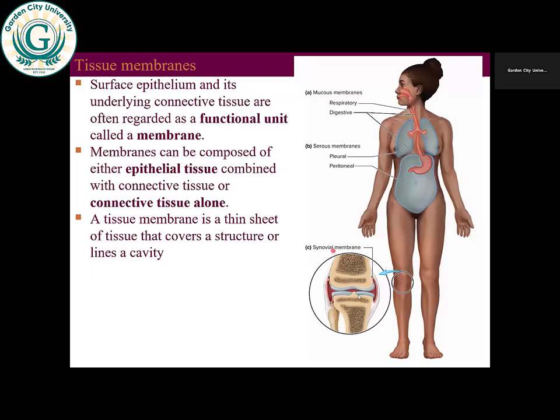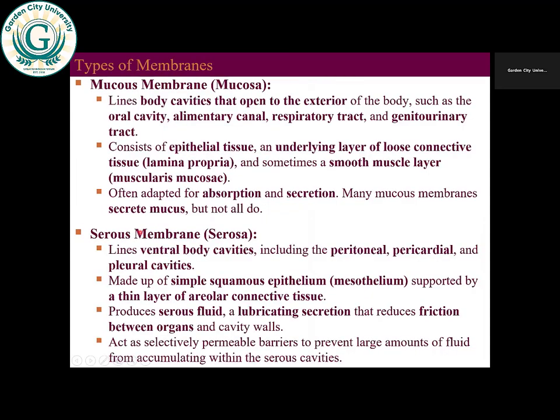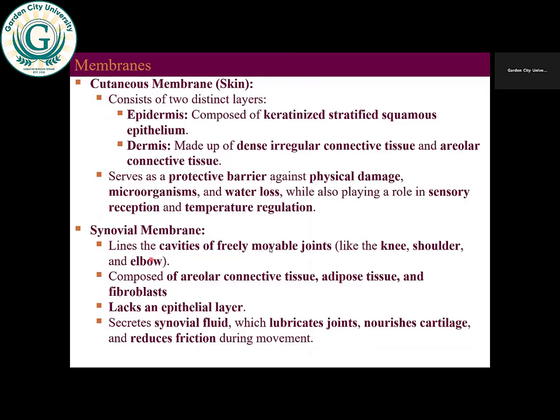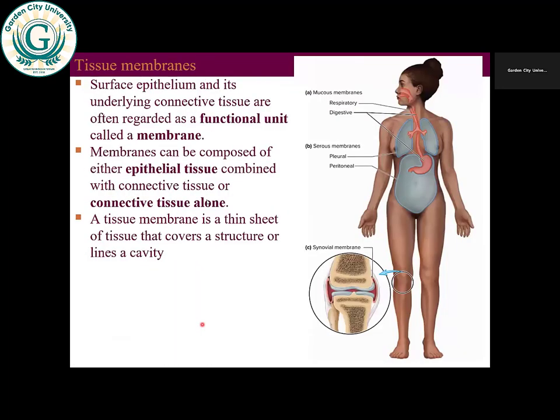Then there's the synovial membrane, which you'll find in synovial joints. Synovial membrane is not epithelium; it's just connective tissue. Synovial membrane lines the cavities of synovial joints. They are made of connective tissue and don't have any epithelium. What they do is secrete synovial fluid. So we know that one.